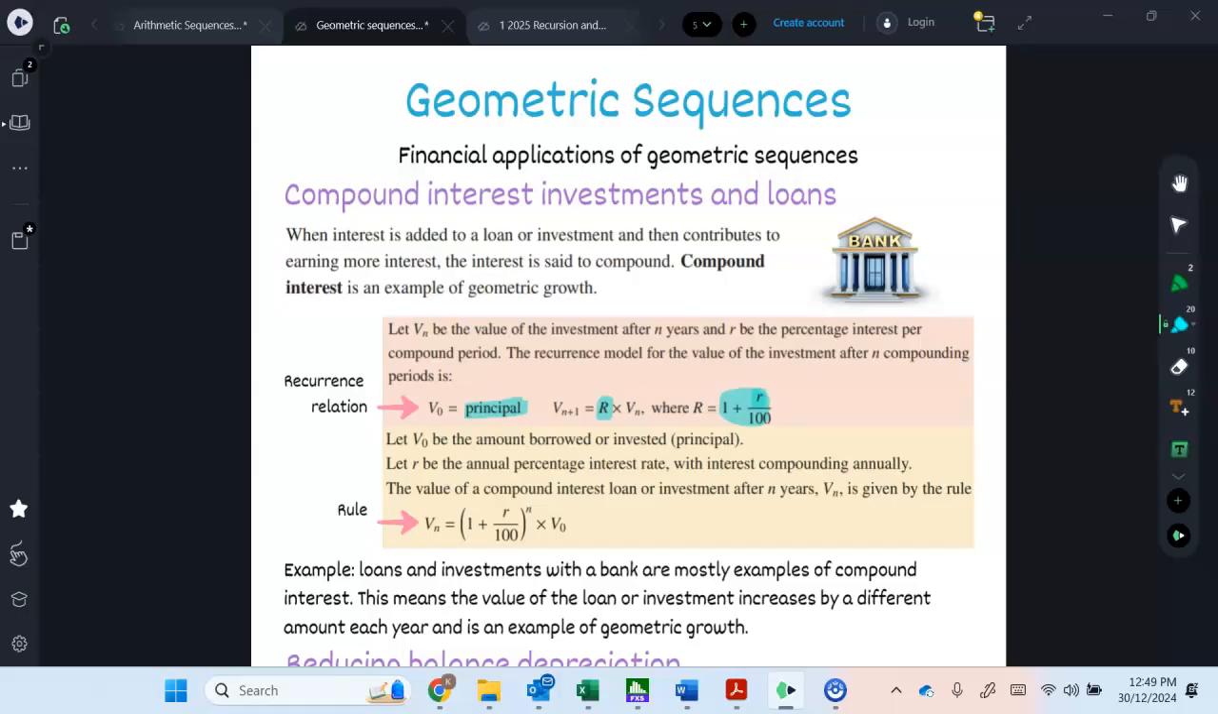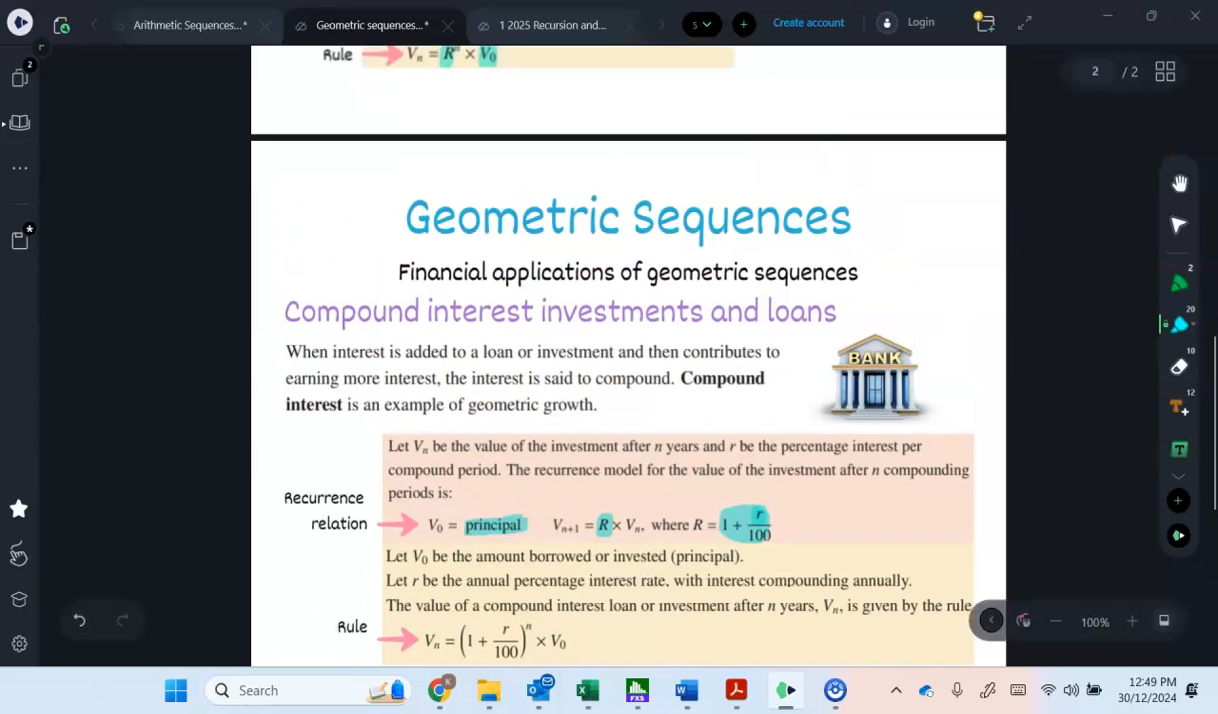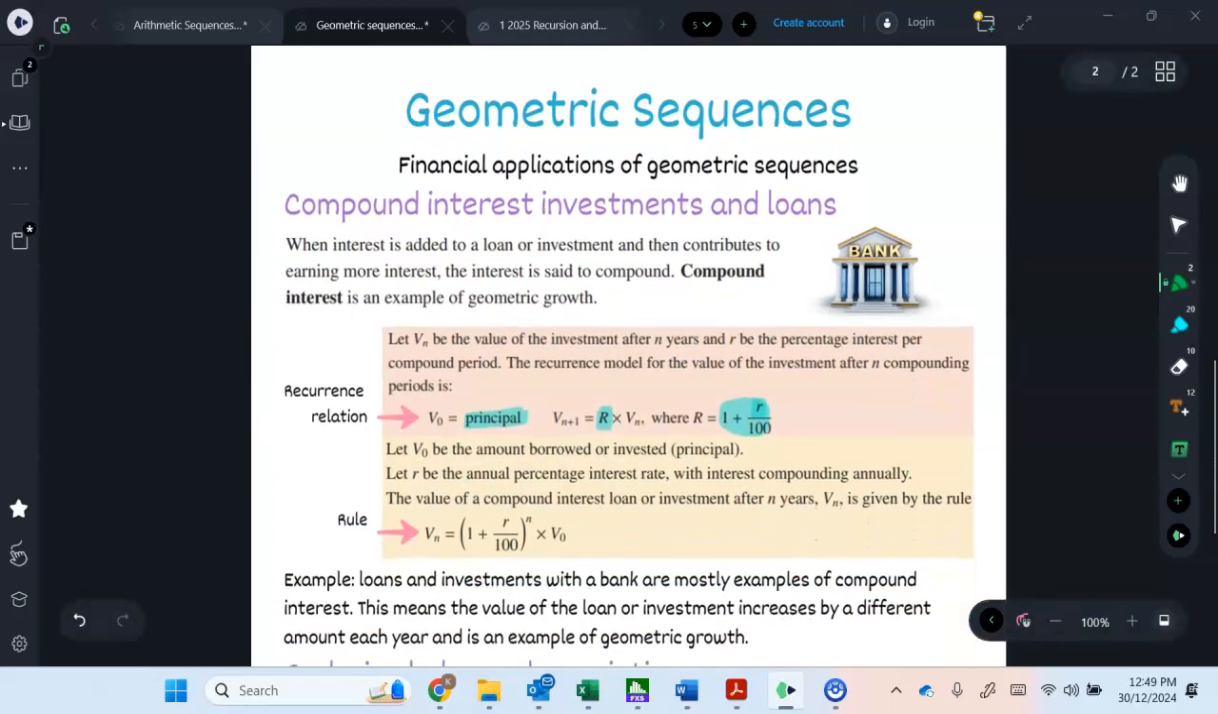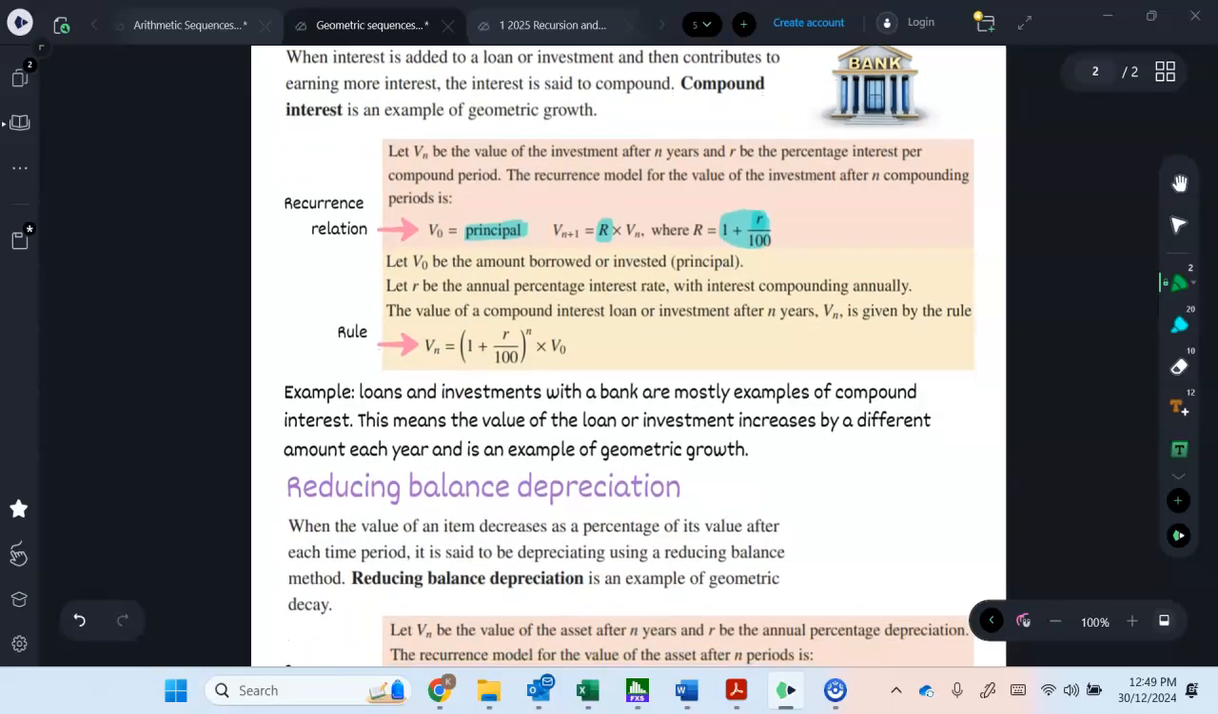With your rule, same as before, and you're probably thinking, no, it doesn't look anything like that. So remember, R is this. R is 1 plus little r over 100. So capital R is your common ratio, little r is your interest rate. Just to complicate things, why not? So this is still your R, and then we've got that little n to the power of n.